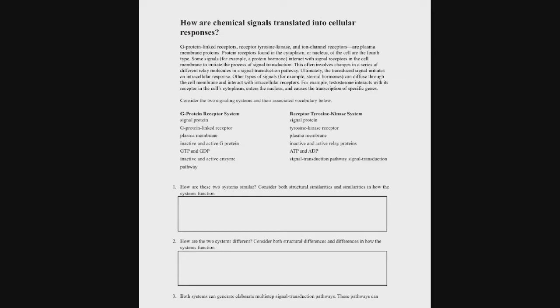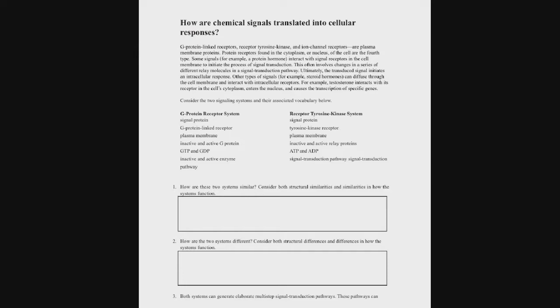So how are signals translated into cellular responses? Today we're going to be specifically talking about the G protein linked receptors, the receptor tyrosine kinase, and then ion channel receptors. All of those are plasma membrane proteins. These kinds of receptors are in the plasma membrane, but there are other protein receptors, of course, that are found in the cytoplasm and nucleus, and those are a different type.